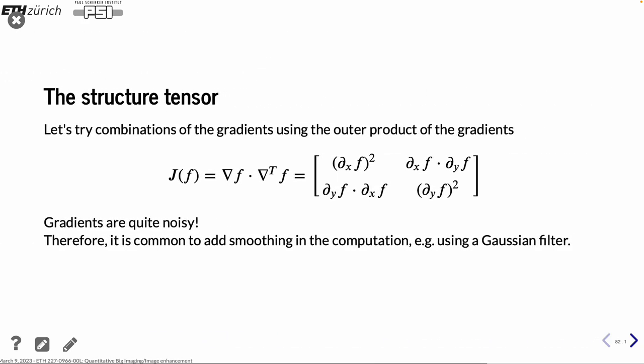So what we are going for is something called the structure tensor, which is the outer product of the two gradient vectors, and looks like this.